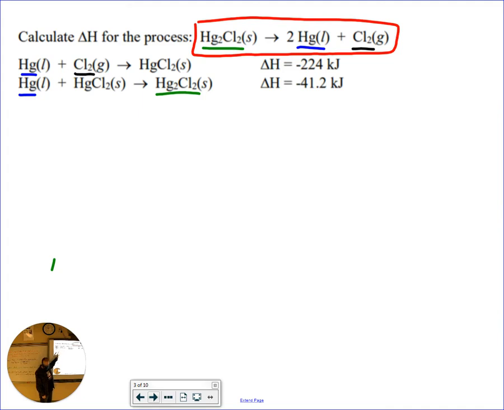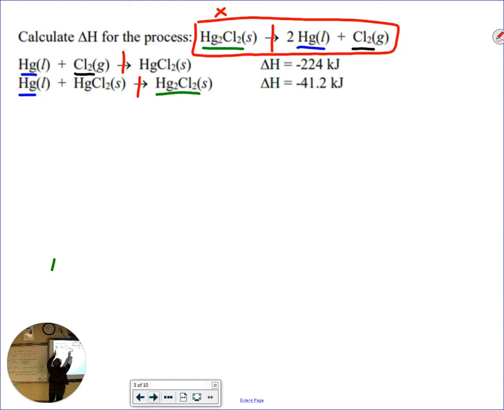Now, what we need to do is check and see if they're going to fit in there just like they are, or if we're going to have to turn them a little bit to make them fit. And here's what I mean by that. You look at the reactant side and the product side. In order to fit, it's got to be lined up the same direction that it's lined up there. So look at our Hg2Cl2. It's in the reactant side right there. Is it in the reactant side down here? No, it's in the product side.